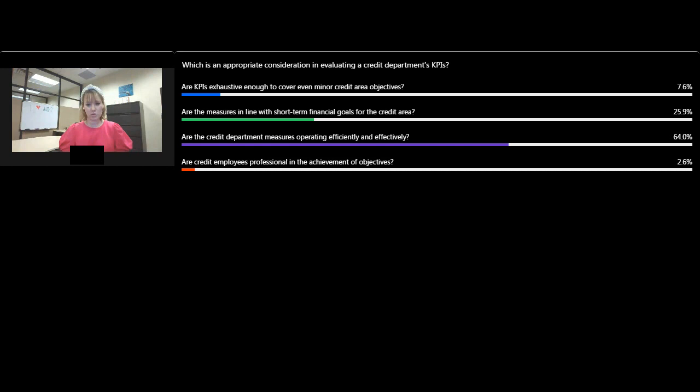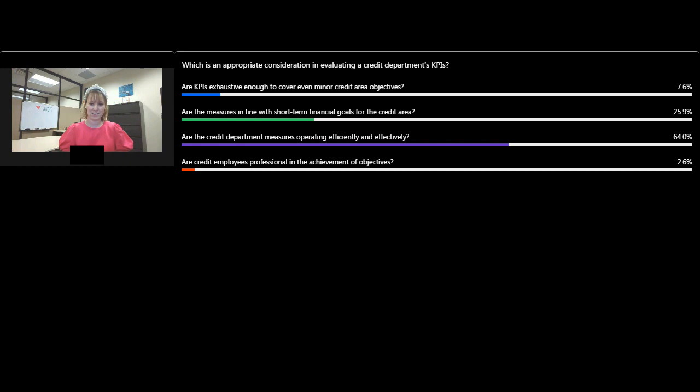This would also be an incorrect answer because we would want to make sure that the measures are in line with both short-term and long-term financial goals, not just the short-term financial goals. We already discussed why C is the best answer. And then the last question, are credit employees professional in the achievement of objectives? Well, first of all, that may not even be a key performance indicator. Second of all, that wouldn't be something that we would universally consider in evaluating the credit department's key performance indicators. It wouldn't be the most important thing for us to consider.